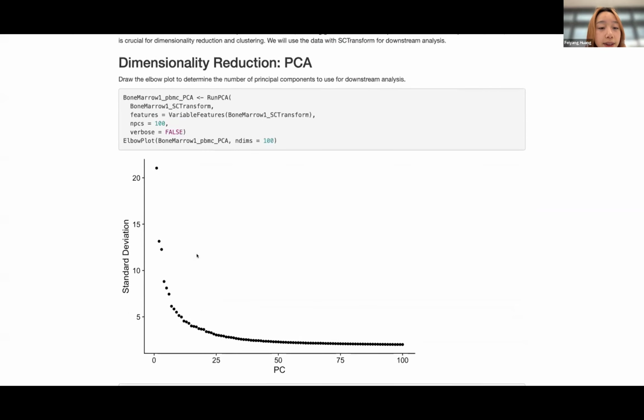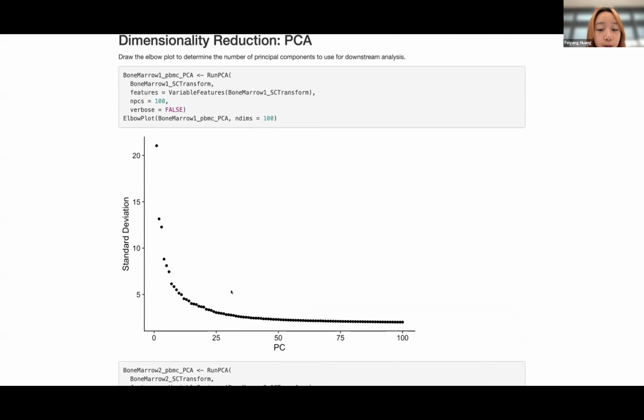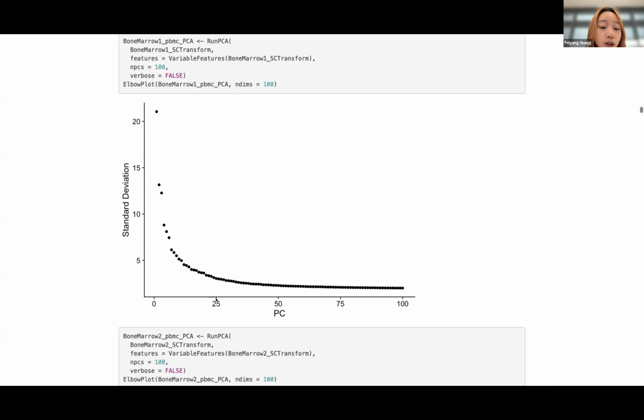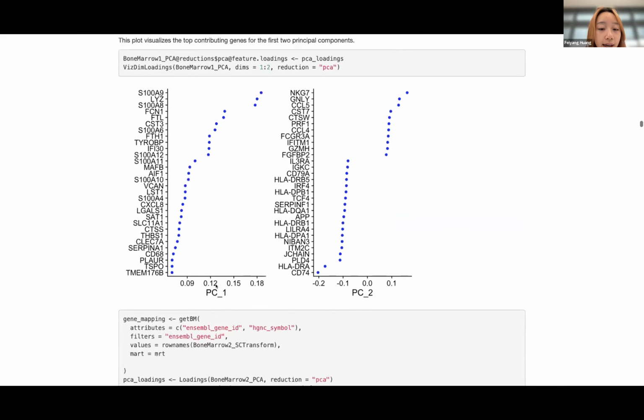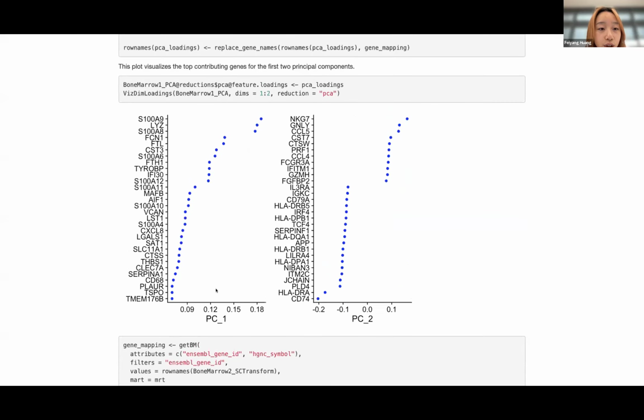So I conduct a PCA from 1 to 100 to see how many PCs we should pick. For both data sets, I pick 25. And here is a plot showing the top contributing genes for the first two PCs.